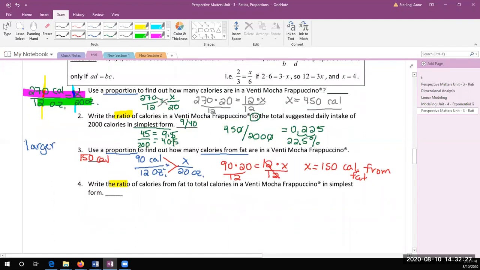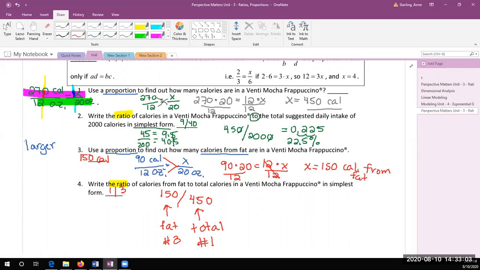And then for our last one, we want a ratio of fat. So the fat calories was 150 to total calories in our venti mocha frappuccino. So those were our fat calories from number 3. These were our total calories from number 1. And a quick reduction here says that it is 1 to 3. Okay. And again, you always want to put a ratio in simplest form. So we want to reduce that 150 and 450.